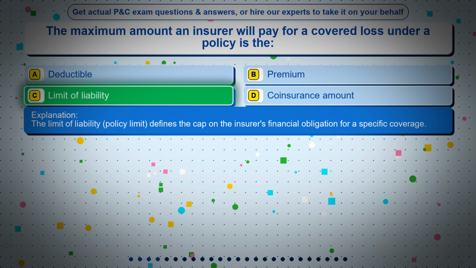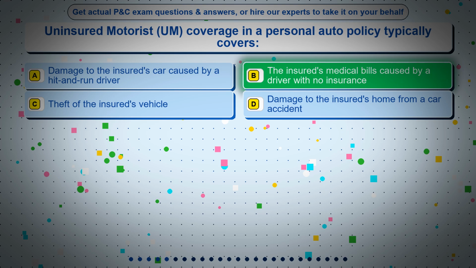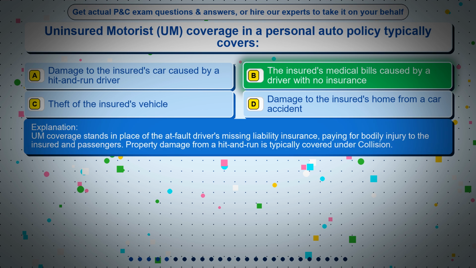coverage. Question 5. Uninsured motorist, UM, coverage in a personal auto policy typically covers option A. Damage to the insured's car caused by a hit-and-run driver, option B. The insured's medical bills caused by a driver with no insurance, option C. Theft of the insured's vehicle, option D. Damage to the insured's home from a car accident. The correct answer is option B. The insured's medical bills caused by a driver with no insurance. UM coverage stands in place of the at-fault driver's missing liability insurance, paying for bodily injury to the insured and passengers. Property damage from a hit-and-run is typically covered under collision.